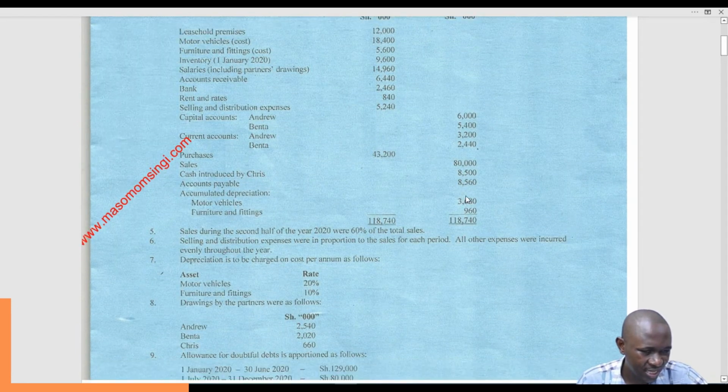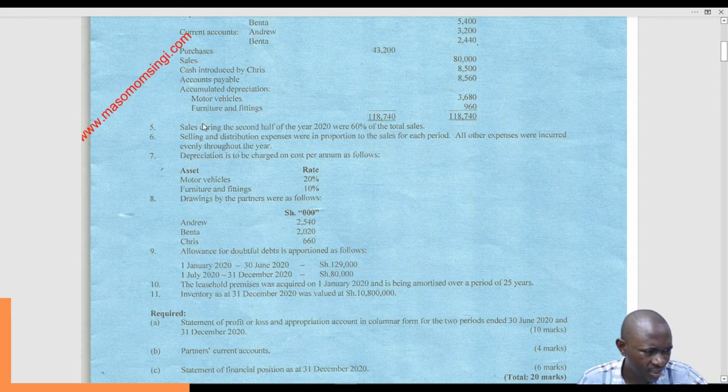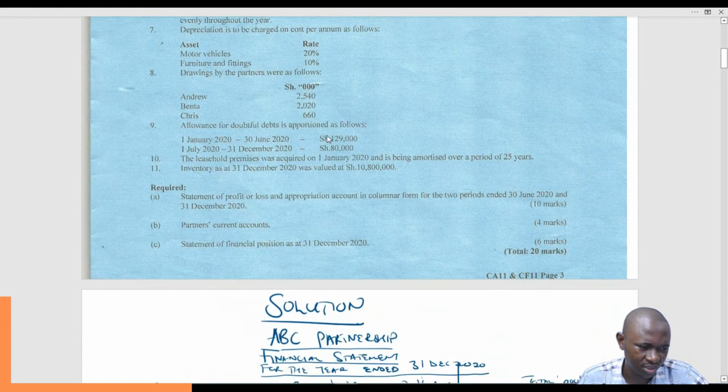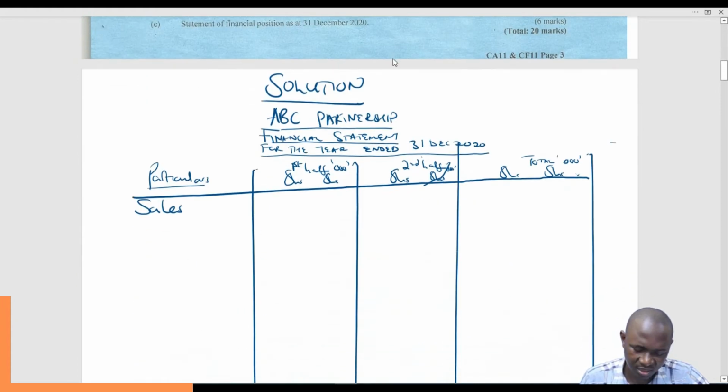So sales is 80,000, and then sales during the second half of the year was 60%. So that automatically means that the first half was 40%. So 40% of 80. Now I'll use the inner column for expenses, the outer column basically for sales, credit and debit kind of stuff. So 40% of 80,000.